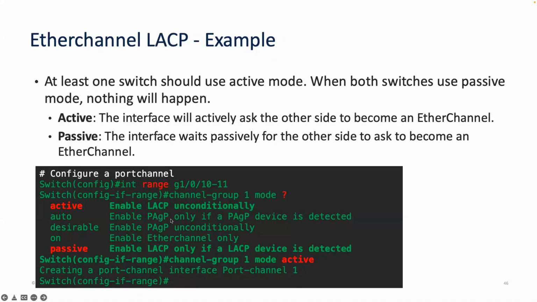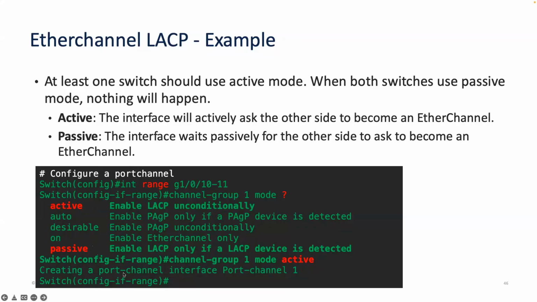Active and passive keywords are used to enable LACP as a negotiation protocol. And if you use LACP, at least one switch should be configured as active mode. Otherwise, the EtherChannel won't come up properly. If you want to use Cisco PAgP as a protocol, the desirable mode is very much like the active mode in LACP, and the auto mode has the same usage as passive mode in LACP. And the last one is mode on, which stands for configuring a static EtherChannel without any negotiation protocol.